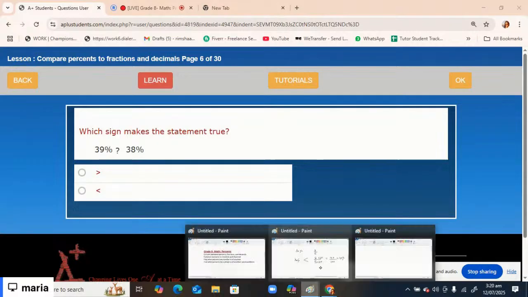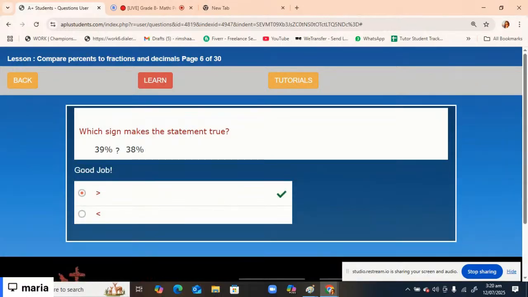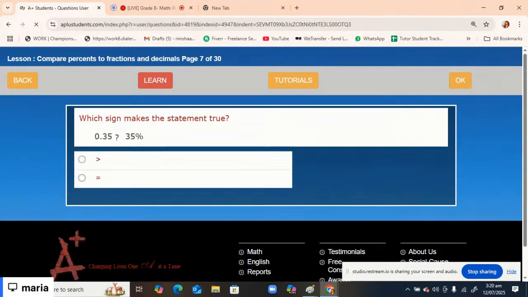Sign make the statement true. 31, 39% is greater. So hope you guys understand this lesson as well. Now let's start the next lesson. So solve the rest of the test questions regarding this lesson by yourself, okay?